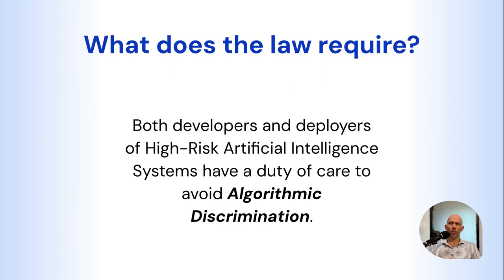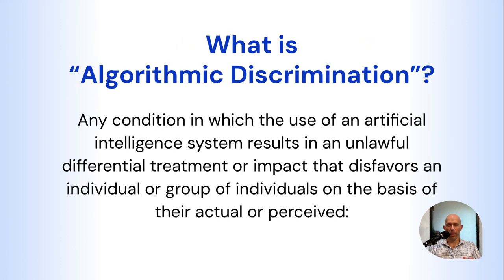So now that we've established the definitions, what does the law require? Both developers and deployers of high-risk artificial intelligence systems have a duty of care to avoid algorithmic discrimination. This is a term that the law creates, and its definition is here. So it lays out a wide set of potential characteristics of a person against which you cannot discriminate unlawfully.